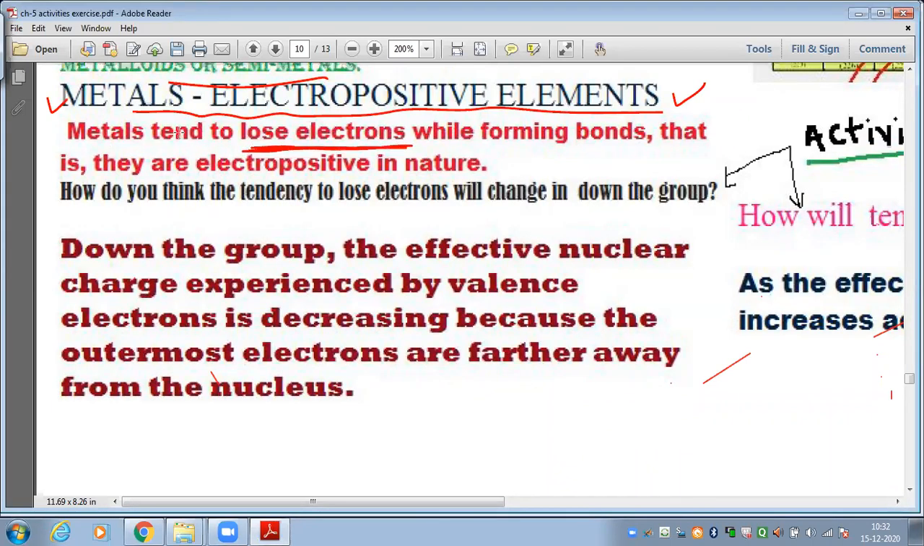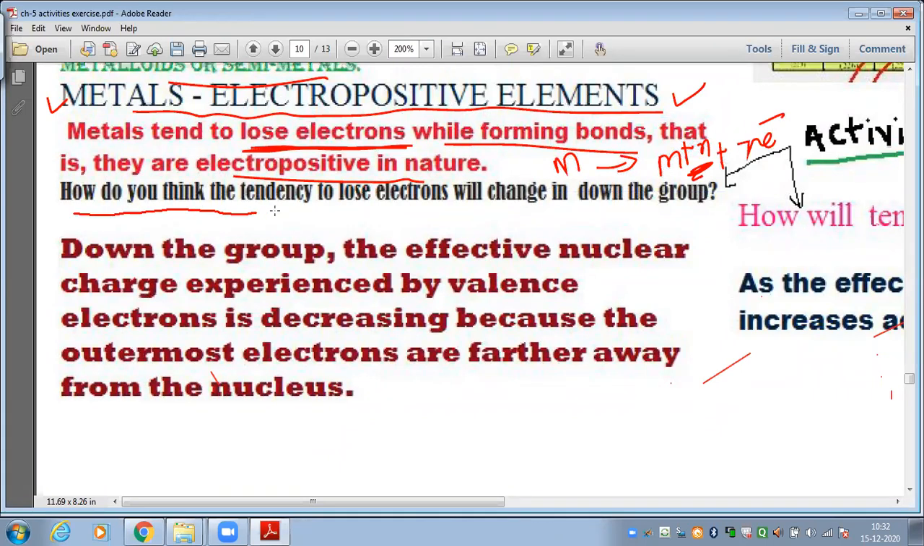Please remember, metals tend to lose electrons while forming the bond, and that is why they are electropositive in nature. So if we have metal M, it will produce M plus N, and it will lose an electron. So metals are electropositive, and that is why metals make positive ions in most of the cases. So metals are electropositive and they make positive ions, and that is why metals are called electropositive elements.